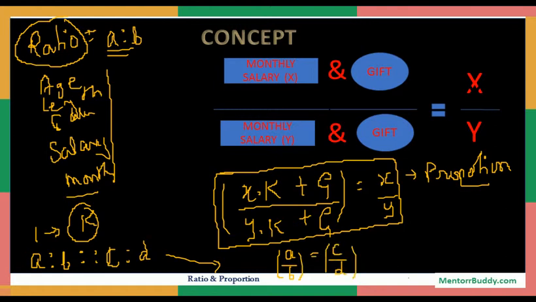Now we have to apply this same logic. I'm again repeating it. The monthly salary plus the gift upon the monthly salary for Y months plus the gift is equal to the number of months he had worked, that will be X, upon the number of months again he had worked, that will be Y. Now applying this logic in the previous question.